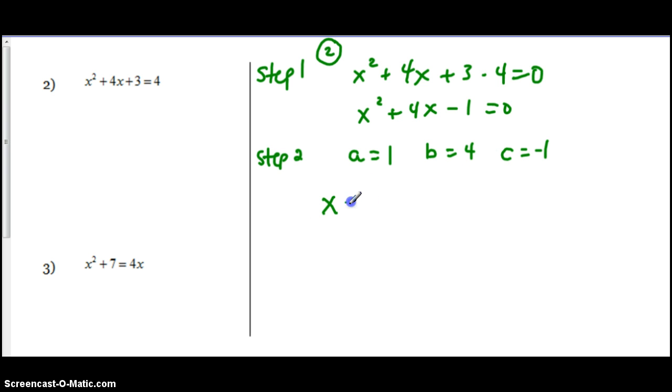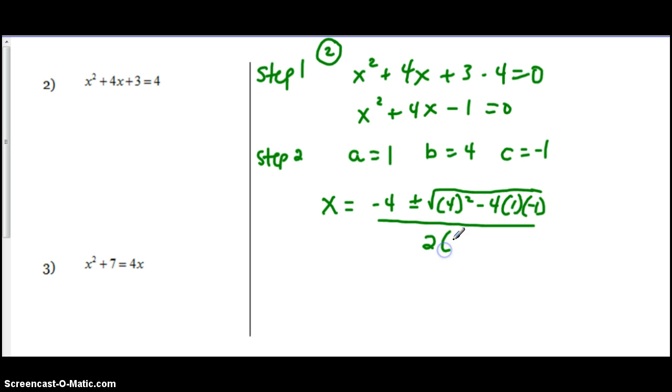So x equals negative b, so it would be negative 4, plus or minus the square root of b squared, minus 4 times a, in this case it's 1, times c, in this case it's negative 1, all over 2 times a. Alright, go ahead and pause and try to simplify your quadratic formula and then bring it back.